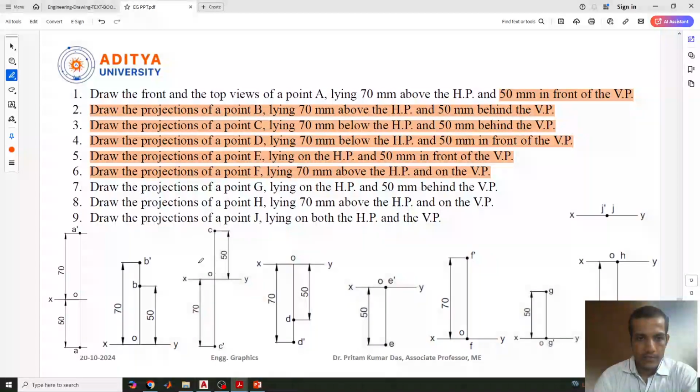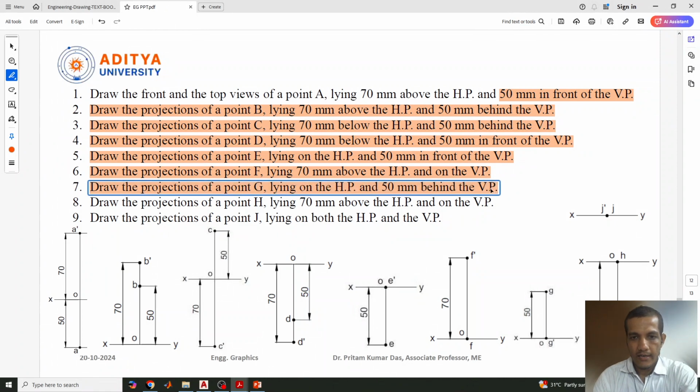Next question, we'll see the G point. Draw the projection of a point lying on HP, on the reference line, and 50 mm behind VP. So 50 mm behind VP means it will be in the second quadrant. It will be rotated, and both will come above XY. One will be on the reference line, another one will be above the XY line. So 50 mm is there.